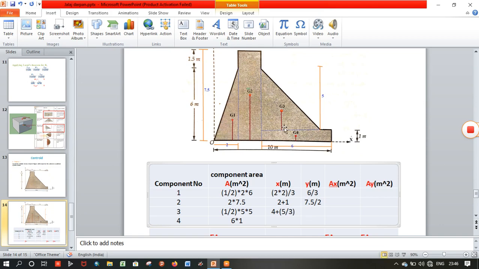Okay, for y axis, from here to here, this distance is also at a distance of h by 3 in the y axis. So 1 meter plus this distance vertically h by 3, so 1 plus 5 by 3.